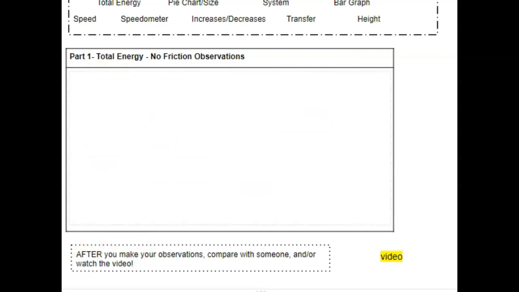Remember, your observations are supposed to be what you observe. You don't have to explain anything here. This is just what you have observed. All right, so be careful that you are just getting the information and you're not interpreting it.